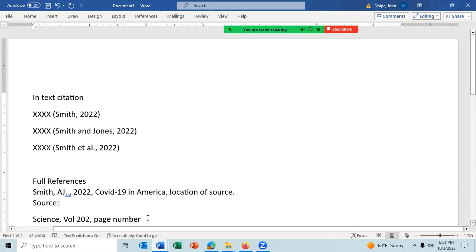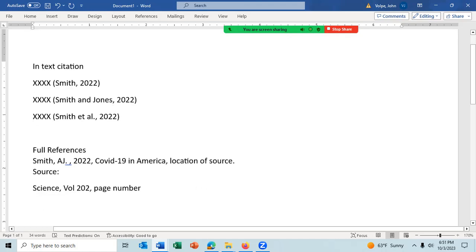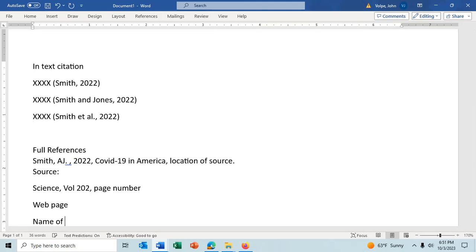If it's a web page for the source, you just give the web page. If it's a book, you give the name of the book, editor of book, the publisher of the book, the page number, and then the city of publication.